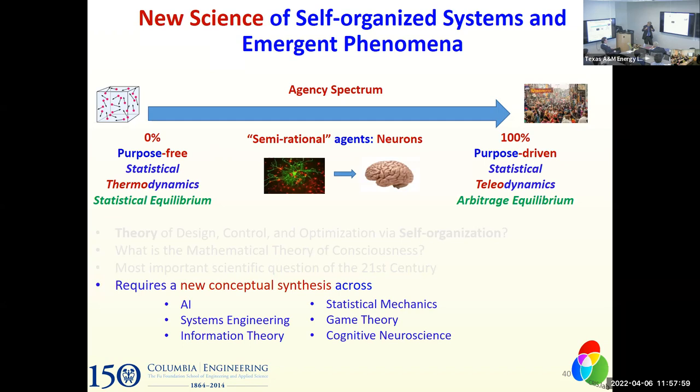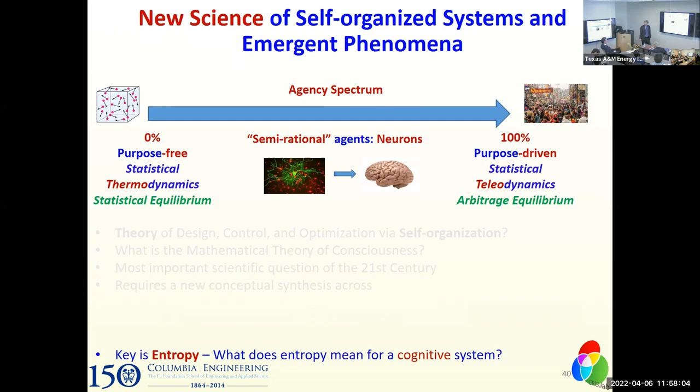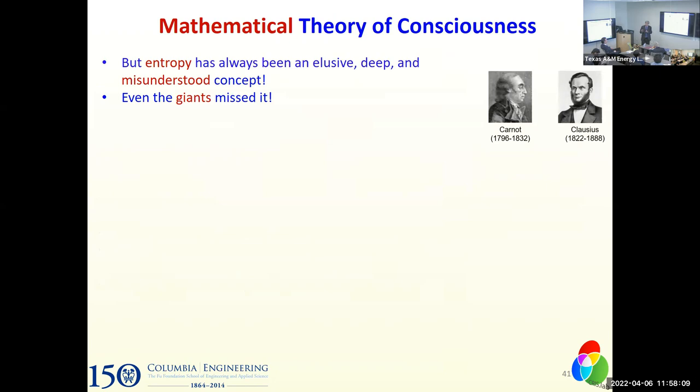And so it turns out entropy is key in understanding this. Now, entropy has always been a bit of a mysterious and nebulous concept, and often misunderstood. Even the giants seem to have missed it. For example, Carnot, the father of thermodynamics, didn't know about entropy. He knew about conservation of energy, but he knew something else was needed. He knew something was missing, but he didn't know what.